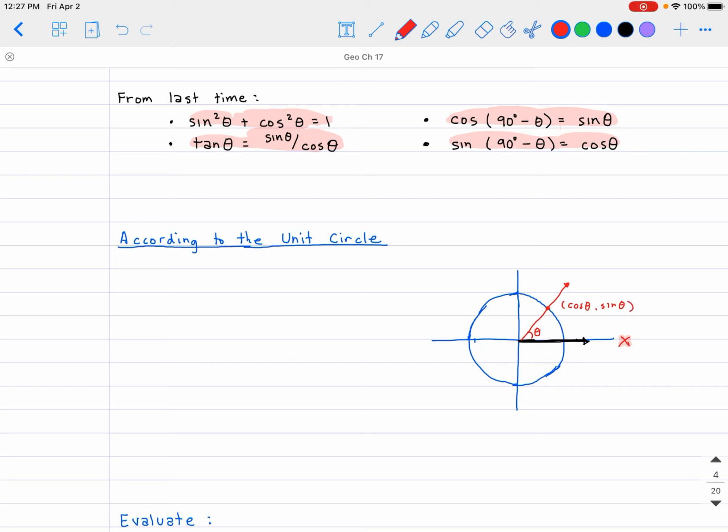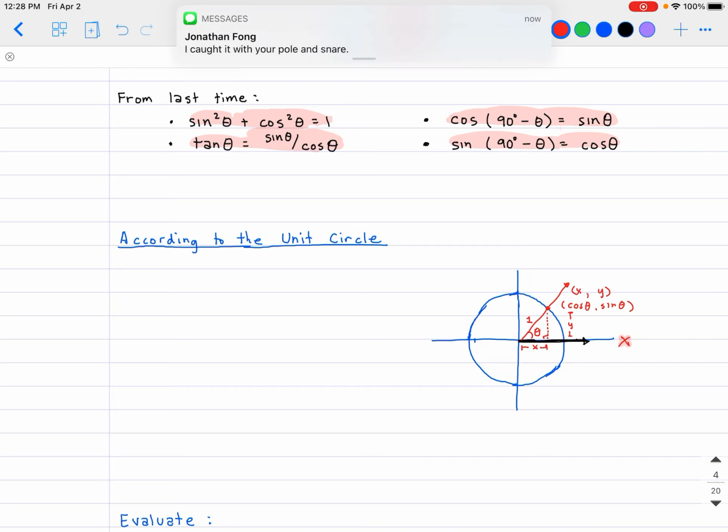The reason that is true is that this is a unit circle, so the hypotenuse is always equal to 1. In addition, if I draw the right triangle here, the x increment and the y increment are given by the ratios of sine, cosine, and tangent. Now, what happens if I rotate in the opposite direction?